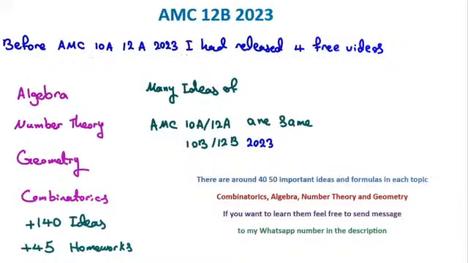I had released 4 free videos in algebra, number theory, geometry, combinatorics, with more than 140 ideas and more than 45 homeworks. Many ideas of AMC 10A 12A 10B 12B 2023 are the same. And we will work on them: which ideas are the same, how to approach problems, and there are around 40-50 important background ideas and formulas in each topic: combinatorics, algebra, number theory, and geometry.